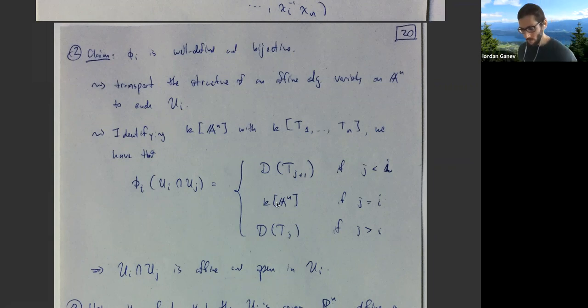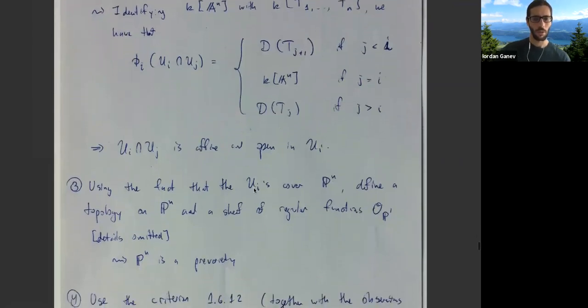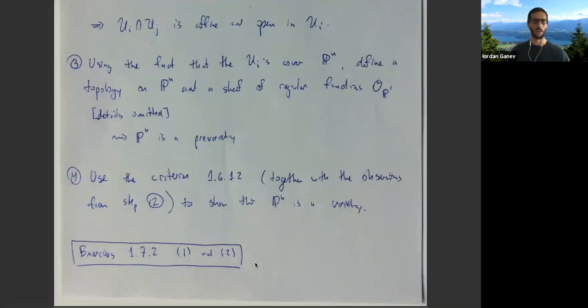Now this implies in particular that, I won't spell it out, but if you think about the criterion that I mentioned previously, that's the next step. So these U_i cover P^n, and they define a topology on P^n and a sheaf of regular functions on P^n. I'm omitting the details there. And this tells us that P^n is a pre-variety because it has this locality condition. It's locally isomorphic to each of these affine open subsets. And then we use this criterion that I mentioned previously. You can work through it and you see that P^n is a variety.